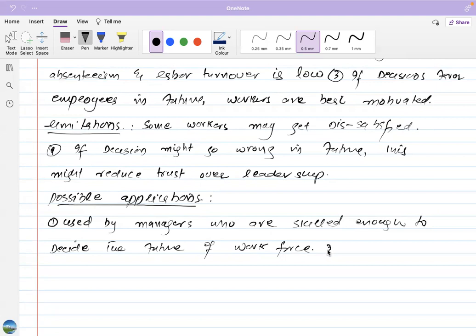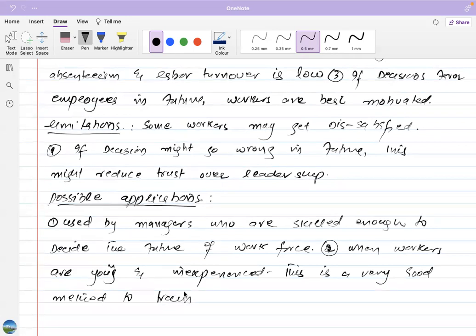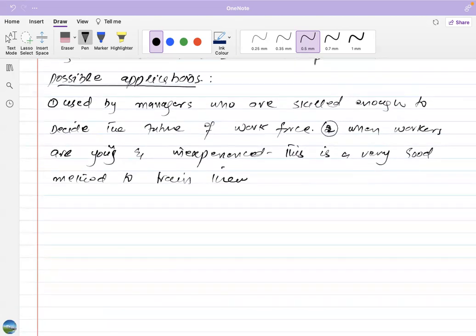When workers are young and inexperienced, this method proves to be a very good way to train them. So these are the possible applications of this style of management.